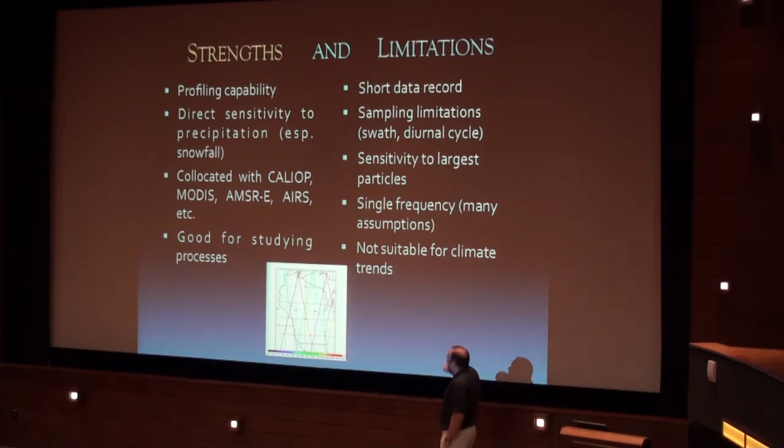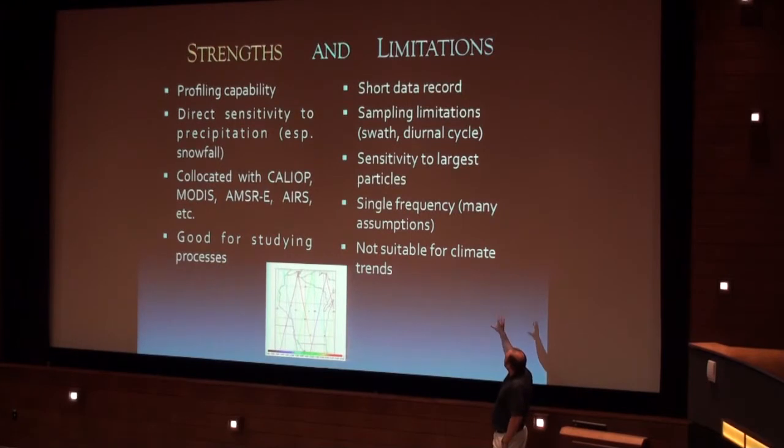I'm assuming you're getting that from the fact that I've shown 3 examples now of precipitation. The fact that we're co-located with other sensors is critical, otherwise you don't get much out of CloudSat alone. So again, good for process studies, but due to the fact that we have a short data record, limiting sampling, including things like limited swath, also the diurnal cycle, very long repeat times, not so good for climate-related applications.